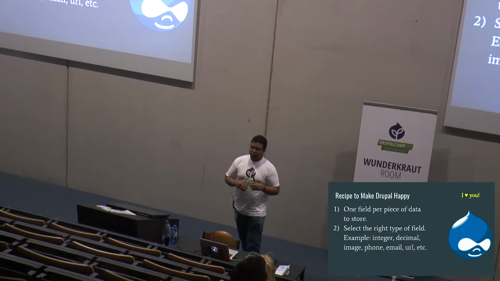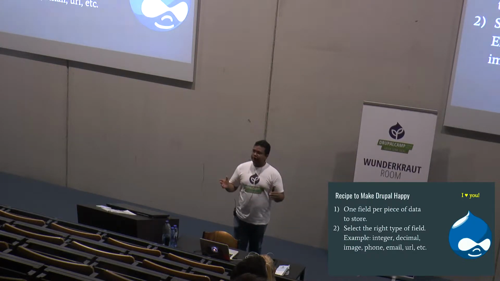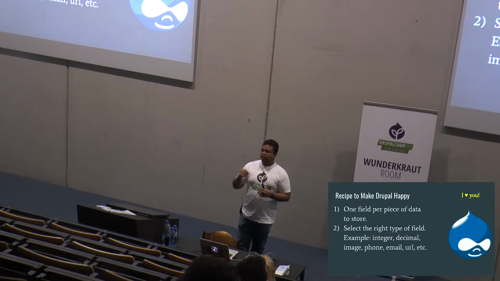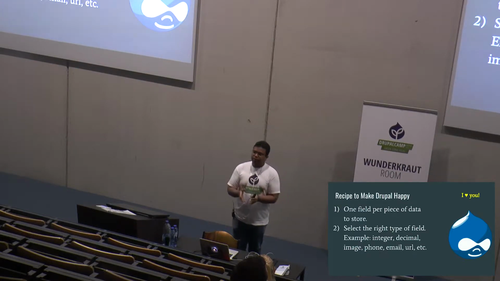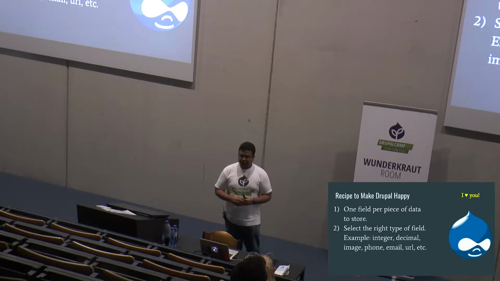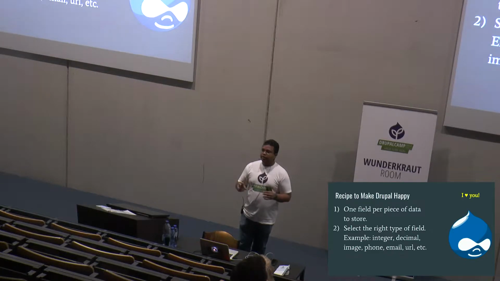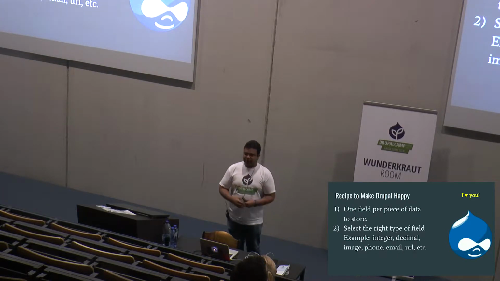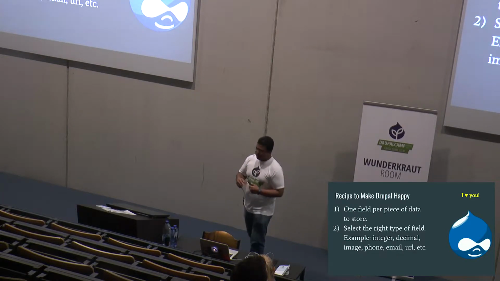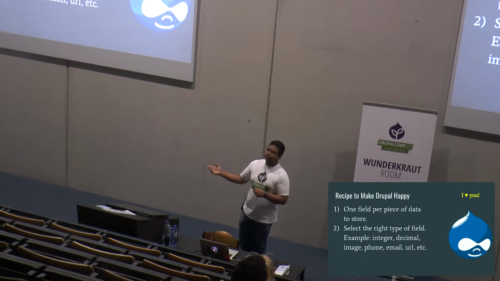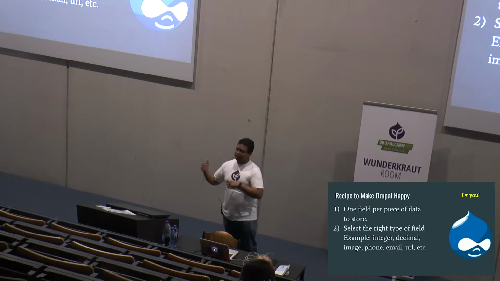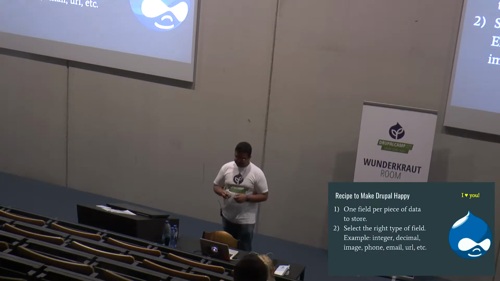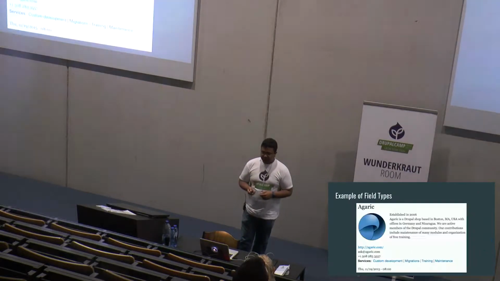So Drupal core comes with a lot of fields. If you enable modules in Drupal core, you get more fields. For example, the phone field doesn't come enabled out of the box. You need to go to the modules page and enable the module, and you get that extra field. And in the contrib repositories, you get even more fields. So there are a lot of choices for you to select.